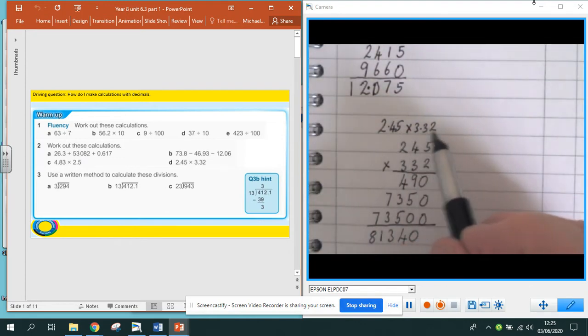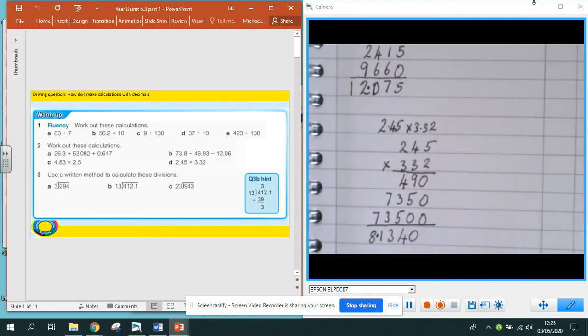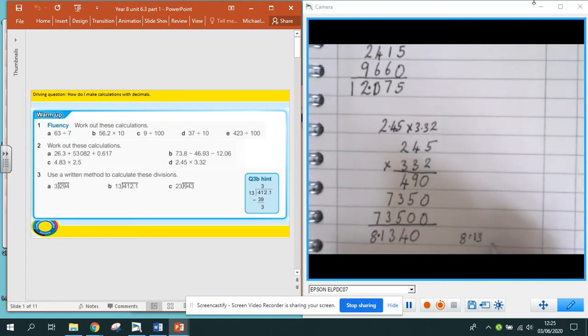1, 2, 3, 4 numbers after the decimal point in the question, so I must have 4 numbers after the decimal point in the answer. 8.1340. I do count the 0 as one of the numbers after the decimal point. Obviously, if I was writing that down, I would write it down as 8.134. I wouldn't bother writing down the 0 now, but I have to use it in the question to count up the numbers after the decimal.